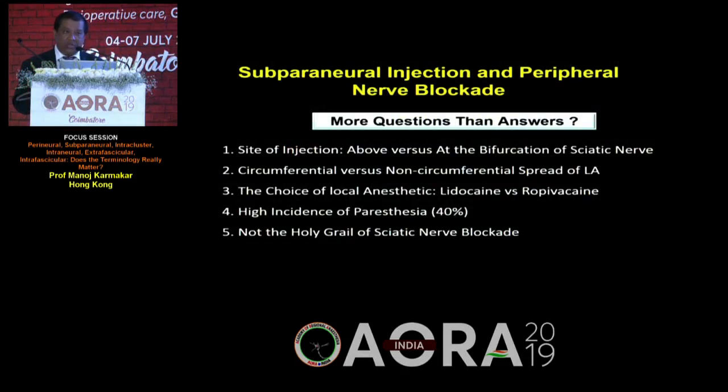So as I mentioned, there are actually more questions than answers that come out from this work. So what is the ideal site of injection? We don't know. Do you need a circumferential spread because you're so close to the nerve? What is the choice of local anesthetic? Will it matter? Because now when I use ropivacaine, it produces 19 hours of blockade. And in fact, in one of my cases, without an intraneural injection, it lasted for 37 hours.